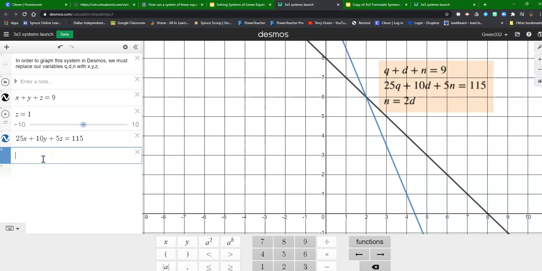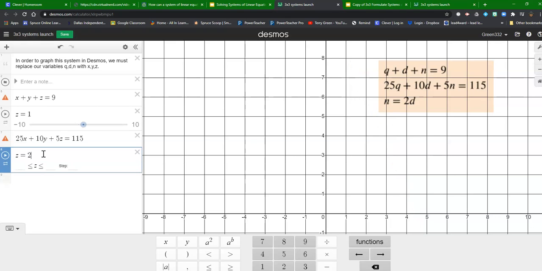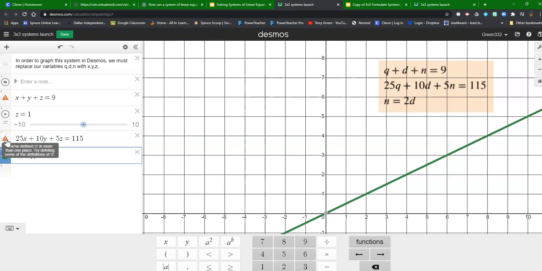Now, if we typed n equals 2d, remember n corresponds to z and d corresponds to y. Look what happened if I typed z equals 2y. Oh, well, it works. I didn't think it would work, but it did. But it caused problems with the rest of the equations.